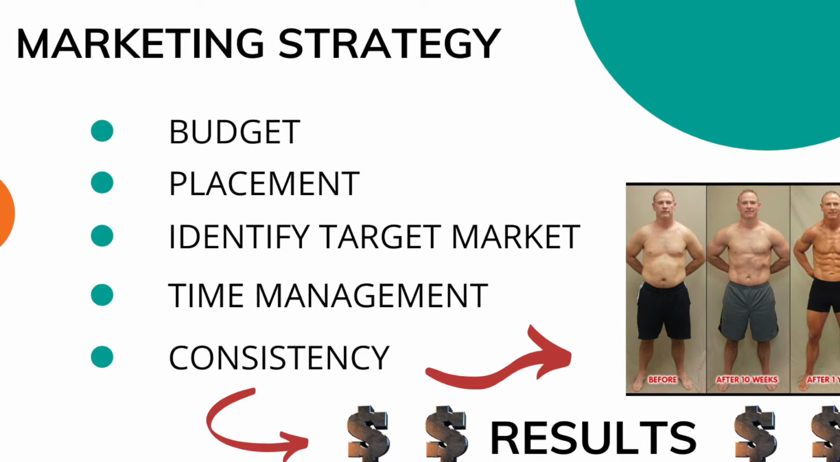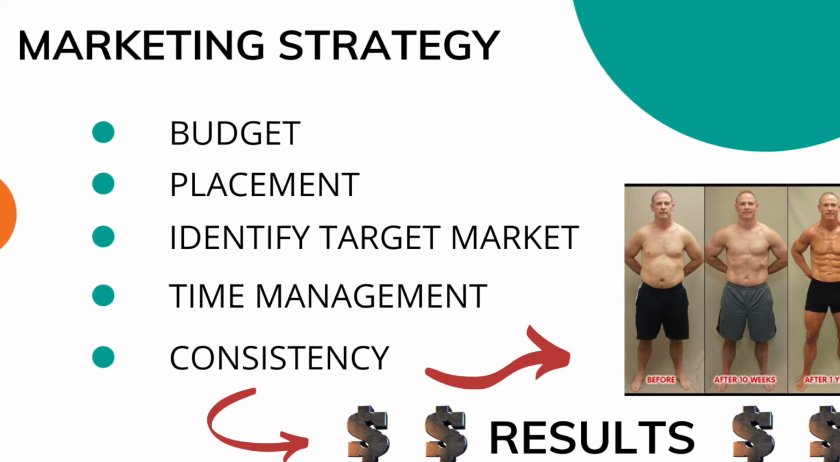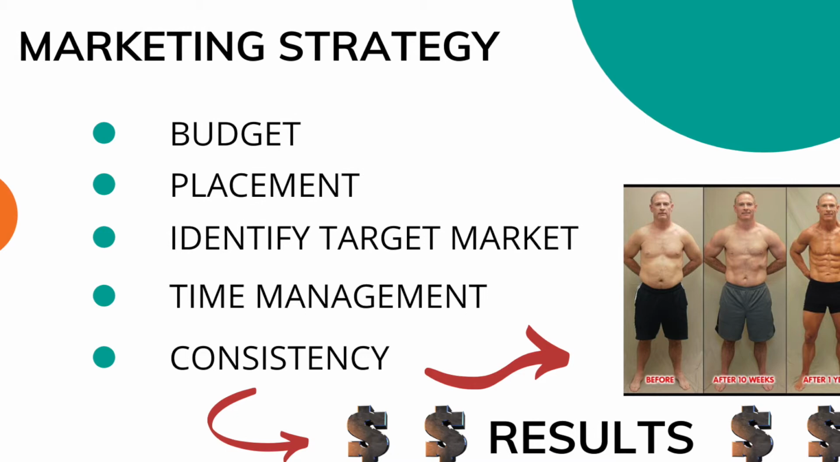For the budget, I'm going to use an example of a Facebook ad campaign, sponsored Facebook ad campaign. So we're going to need a budget for that. And so let's say we use $5 a day to run this ad for a duration of 30 days. That would be your budget for that particular ad campaign. Let's go to the next bullet point, placement.